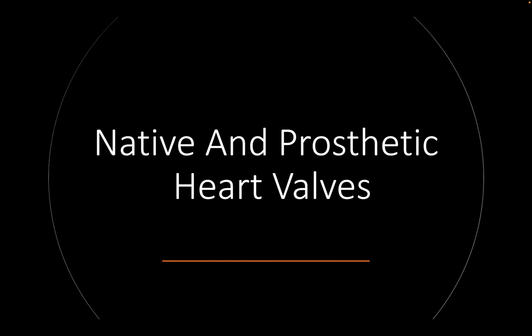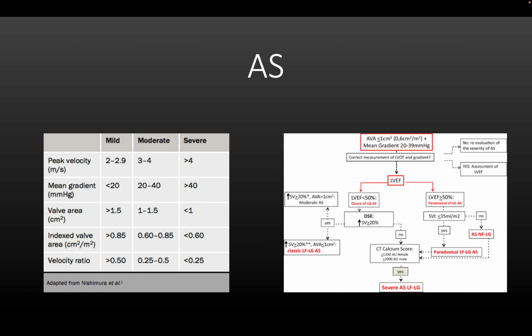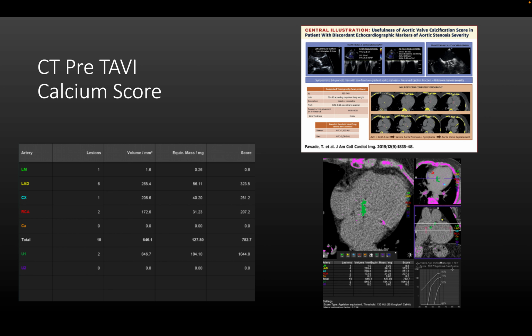When it comes to valves, I think CT has a role in both native and prosthetic valves. Let's start with the aortic valve, where CT is now clearly in the guidelines to tell whether there is a severe underlying stenosis or not. The calcium score: for example, in men, above 2000 likely indicates a severe underlying aortic stenosis, and 1200 in women. So it is important sometimes to do a calcium score.